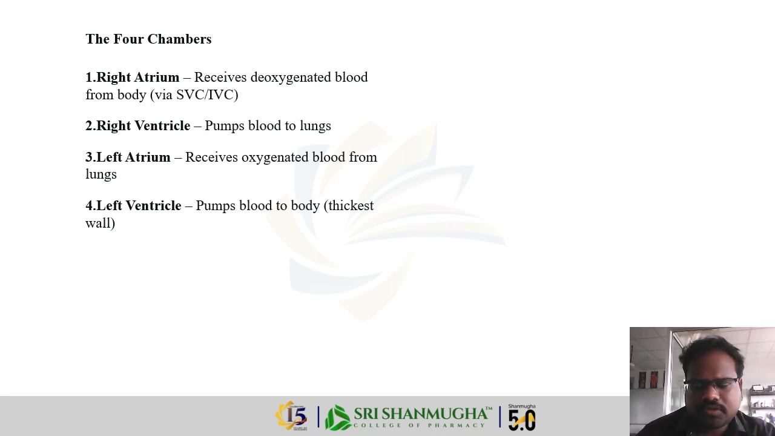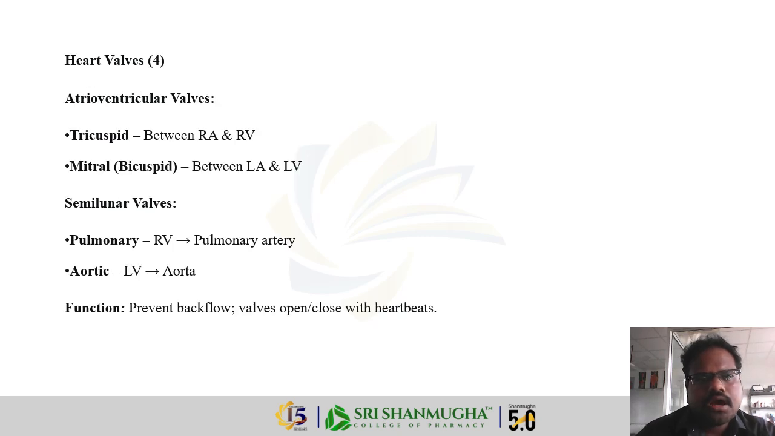So this is the region where the oxygenated blood is pumped from the heart throughout the body. So this is the fourth chamber. Then the heart contains four valves. One is the atrioventricular valves. These consist of the tricuspid valve, which is between the right atrium and the right ventricle. Then it contains the mitral valve, which is between the left atrium and the left ventricle.